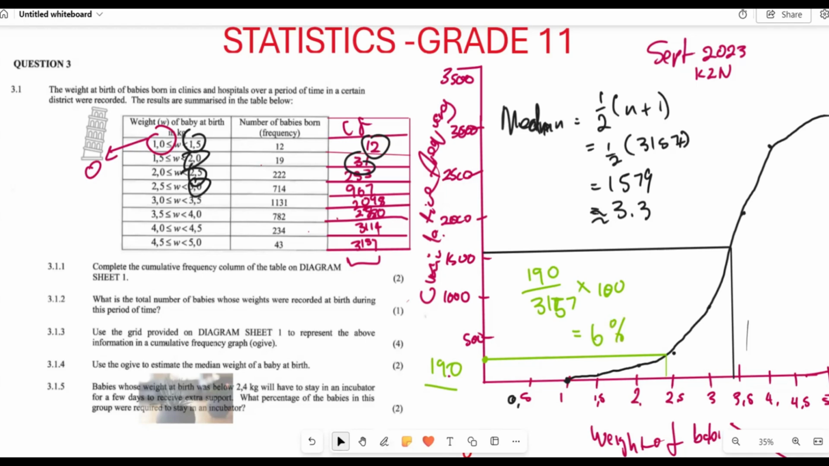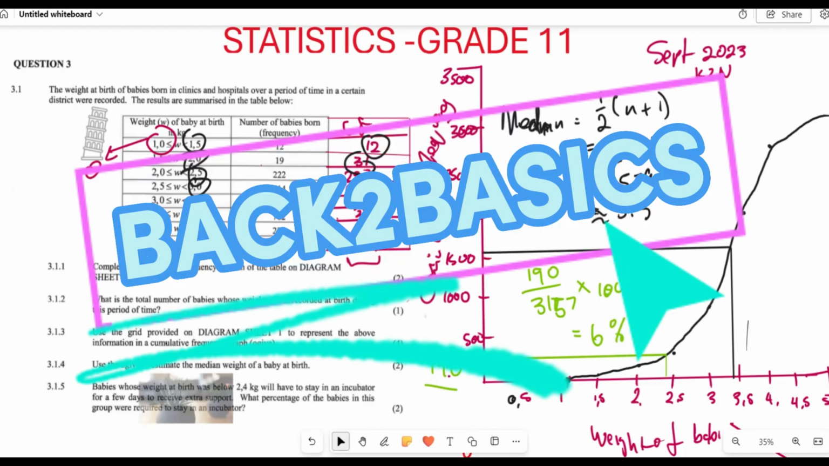So it's approximately 6%. They ask what is the percentage of the babies required to stay in the incubator, which means almost 6% of these babies were required to stay in the incubator because they had a weight that is less than 2.4. Now, hopefully all of this is making sense and you can be in a position to answer all the questions you are given here on statistics. Thank you very much for listening.